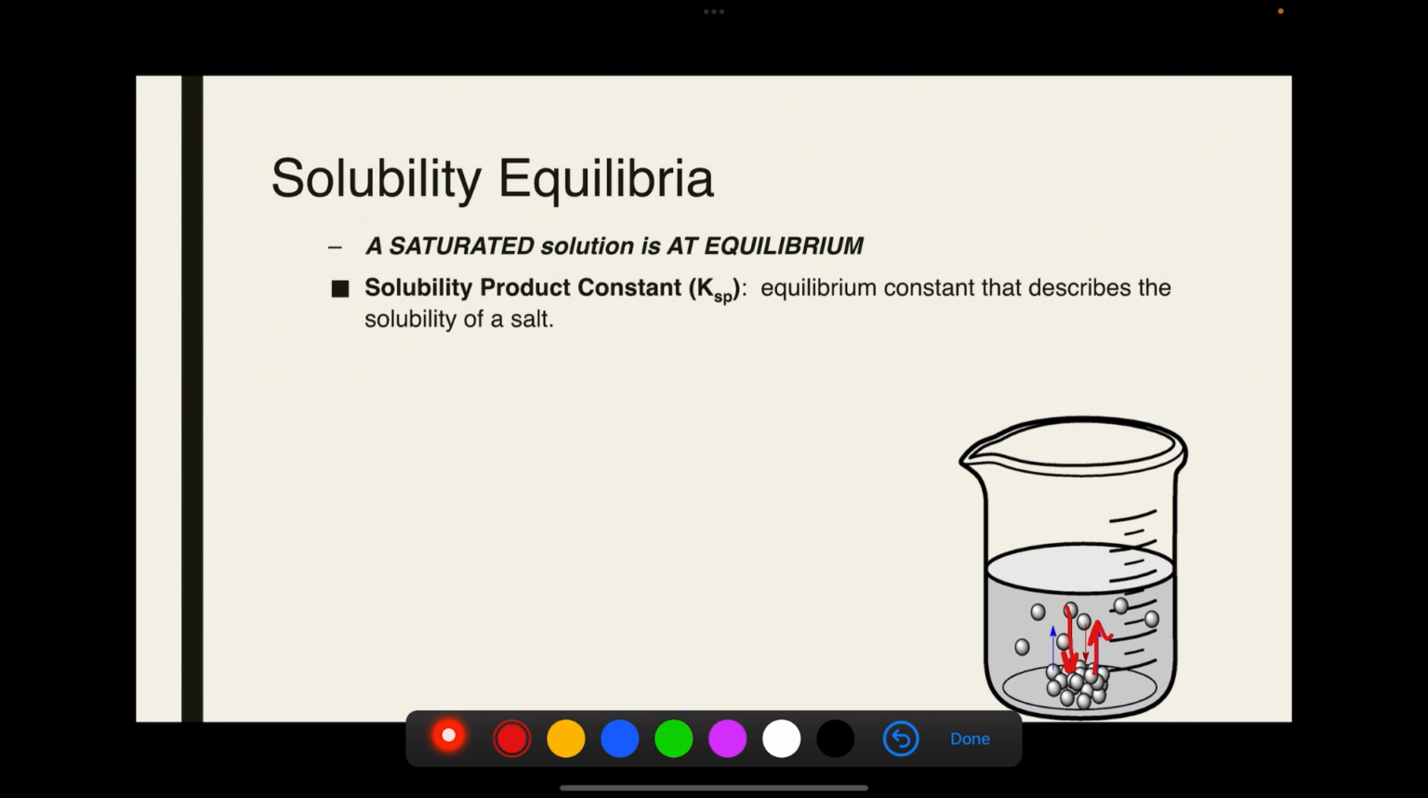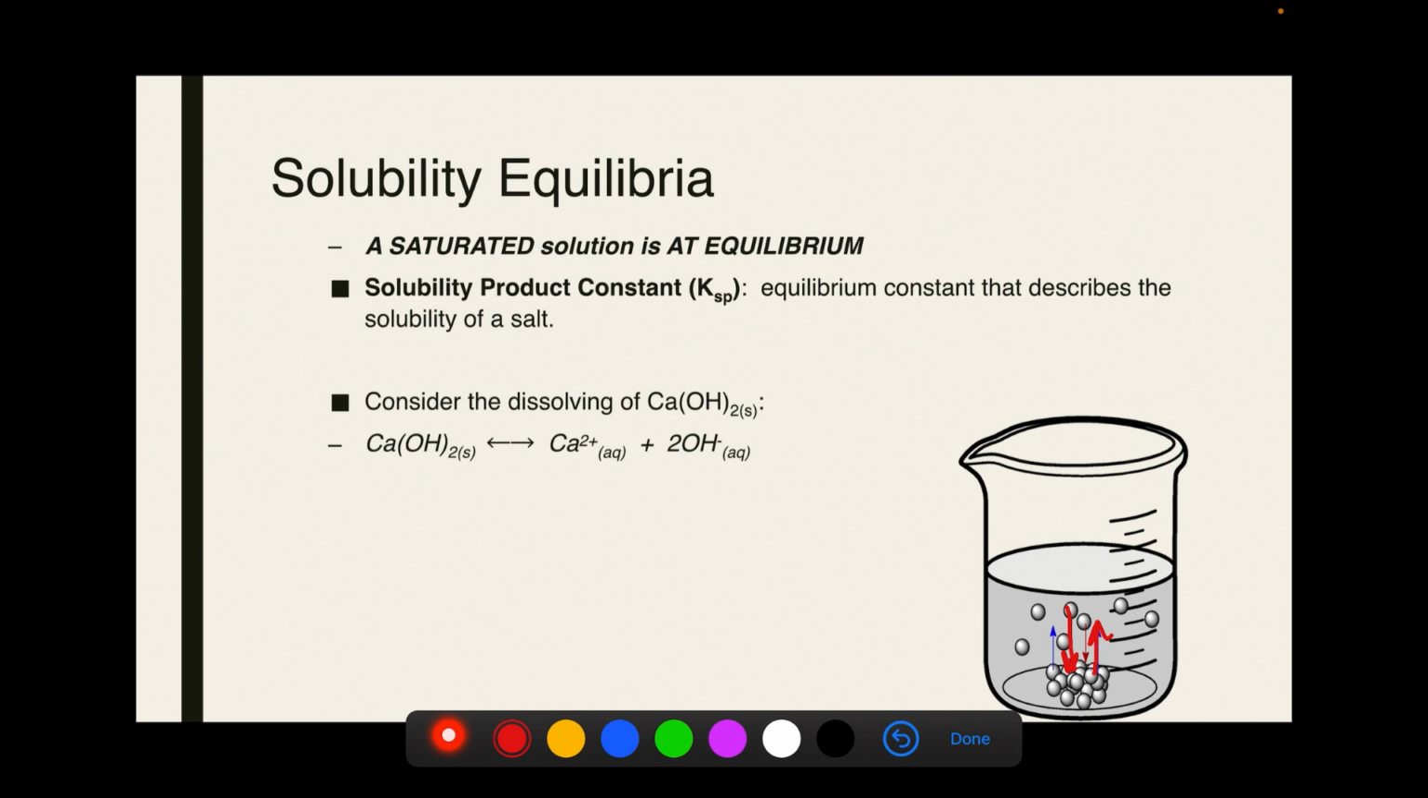Like any equilibrium, we can describe it using a K value. The K for a solubility equilibrium system is called the solubility product constant, or KSP. This is the equilibrium constant that describes the solubility of a salt. Let's consider the dissolving of calcium hydroxide. First, we write a dissociation equation showing what happens when calcium hydroxide dissolves in water. And then we can turn that into a K expression.